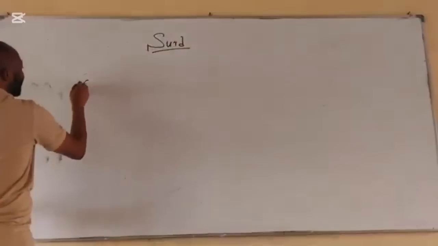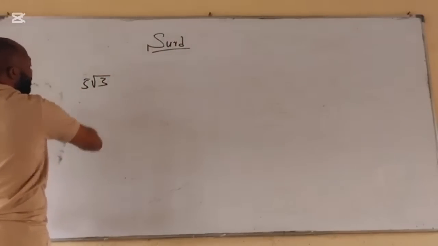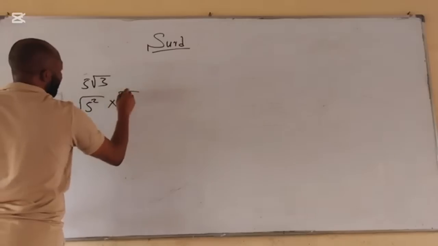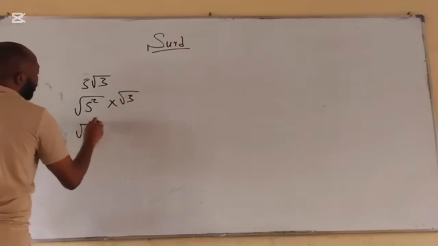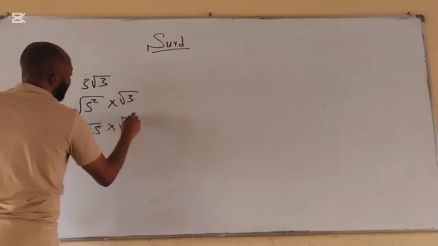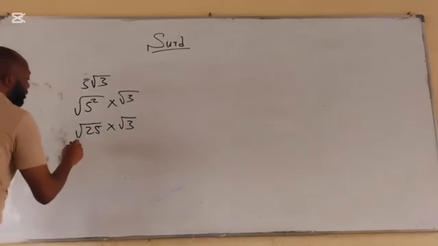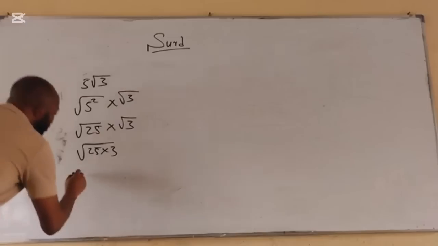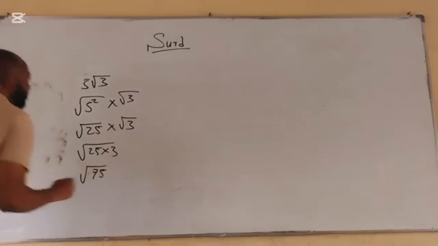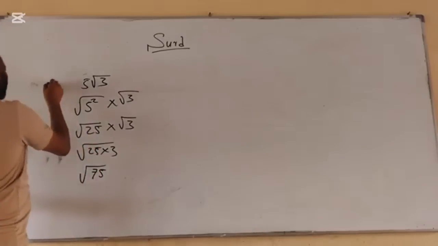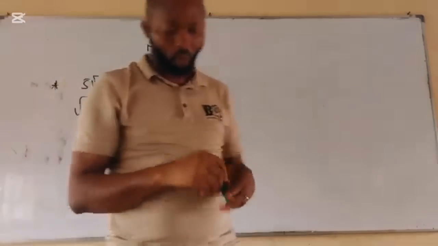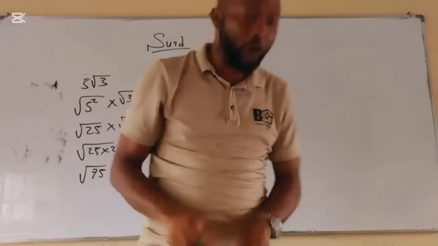I have 5 root 3, which is the same thing as root of 5 squared times root 3. And this is the root of 25 times root 3. And this is the root of 25 times 3, which is the root of 75. Another one. 4 root 3.